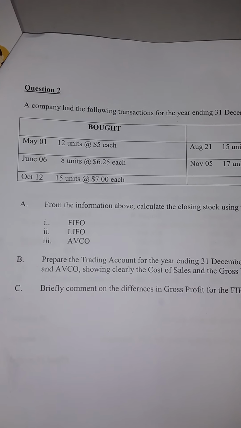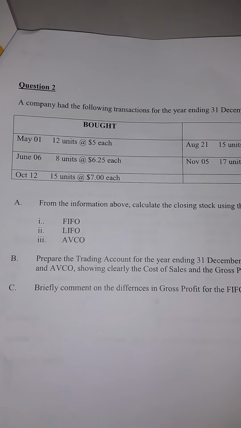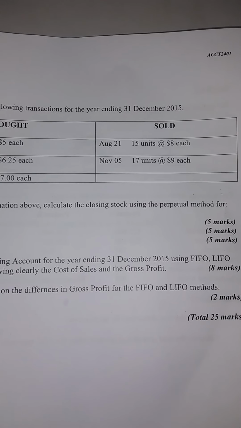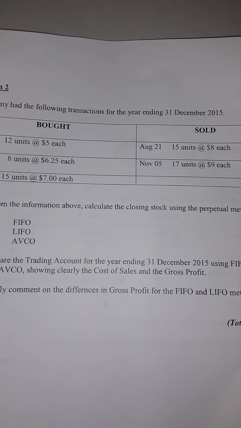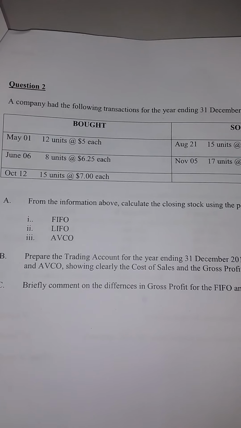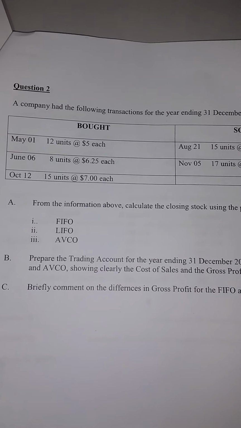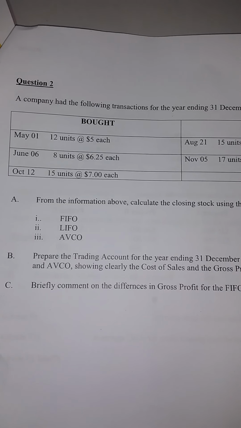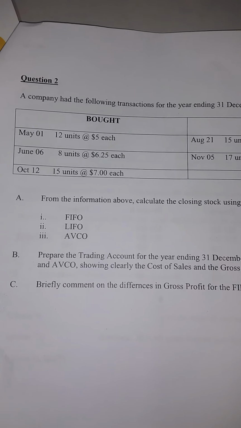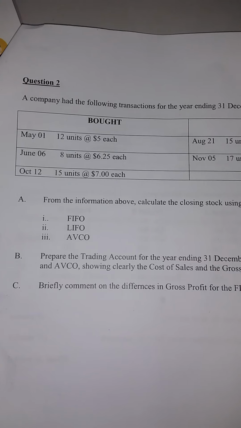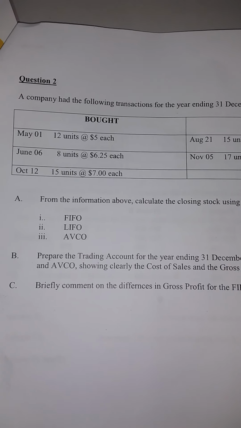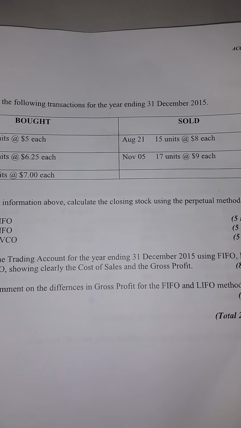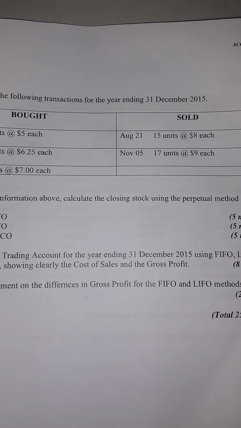If you realize, the column to the left is the goods that they bought, and the column to the right represents the goods that they sold. When doing questions like these, you need to pay attention to the date. In terms of purchases, you would have acquired in May, June, and October. In terms of sales, you would have sold items in August and also in November.